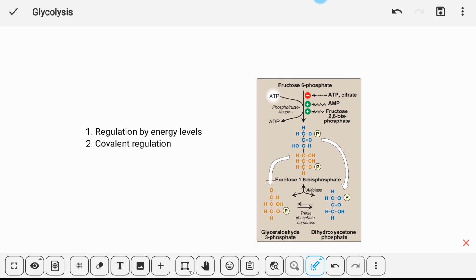As I mentioned earlier, low energy signals will activate. AMP is a low energy signal, it will activate the reaction, whereas ATP and citrate are considered as high energy signals. They are going to inhibit the reaction. Easy? Now the second one is the covalent regulation, which is done through fructose 2,6-bisphosphate. Let's look at a pretty illustration to understand this process.